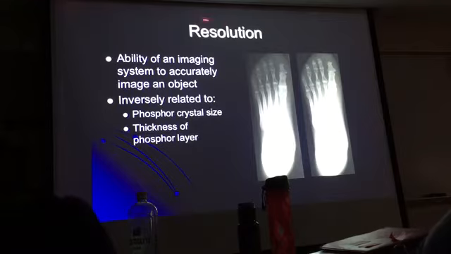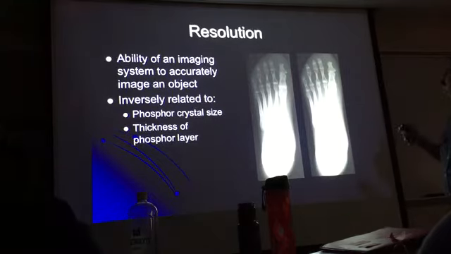Okay, and there's where we go. Let's look at the definition of resolution: ability of an imaging system to accurately image an object. Which one of the two best represents the bone and the soft tissue of the foot? Jesus? The right. Okay, why is that? You can see a better bony detail on the right one. Which area are you looking at? At the fifth phalanges, here on the top.